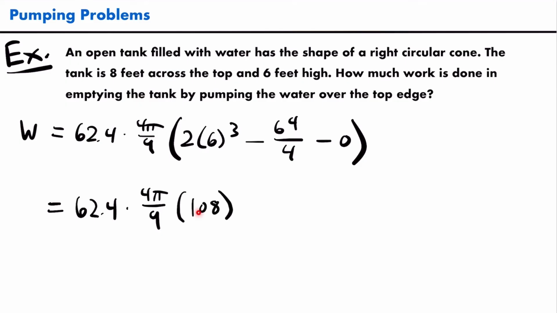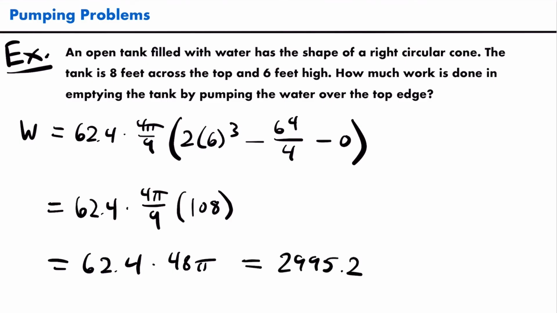Okay, and so now 108 divided by 9 is equal to 12. So this is equal to 62.4 times 4 pi times 12. And then 12 times 4 is 48. So we could rewrite this to be 48 pi. And then 48 times 62.4 will be equal to 2,995.2. And that's still going to be multiplied by pi.